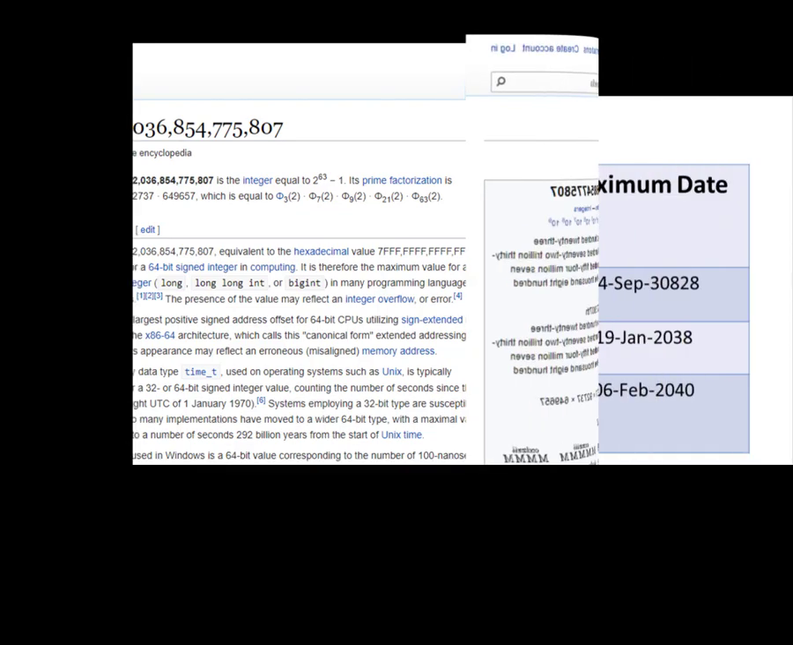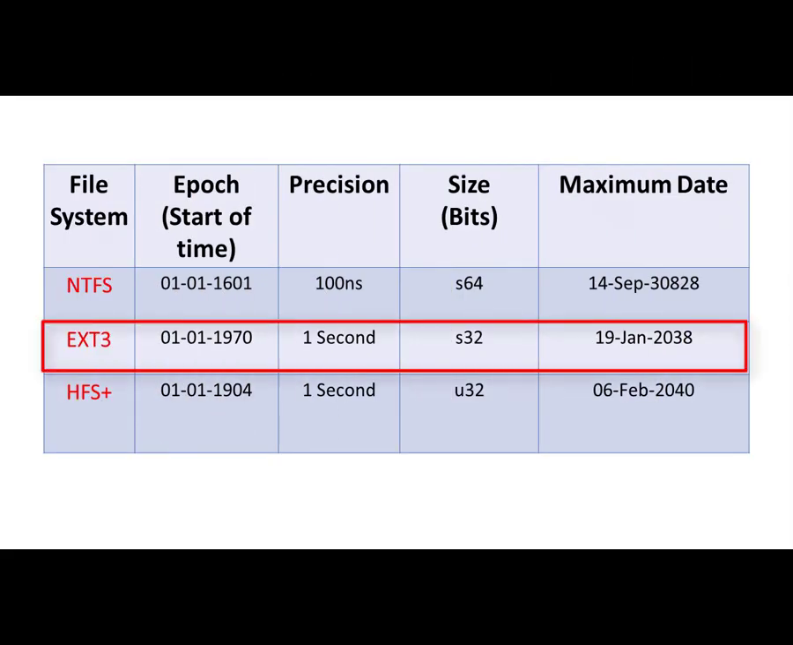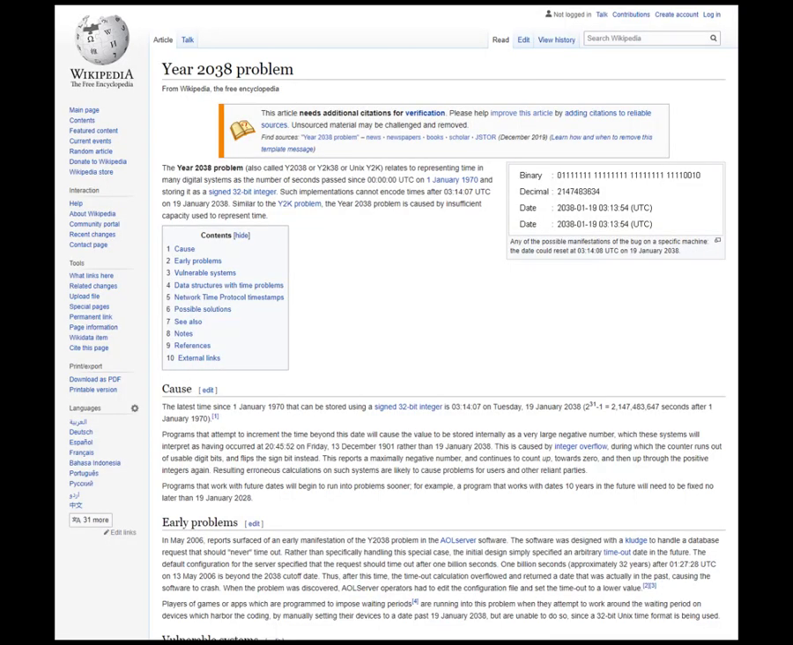The ext3 file system uses an epoch of 1st January 1970 and has a precision of 1 second, which is very low precision compared to NTFS. It uses a signed 32-bit integer, and the maximum time it can represent is the 19th of January 2038. So if you have heard of the year 2038 problem, this is what people are talking about.